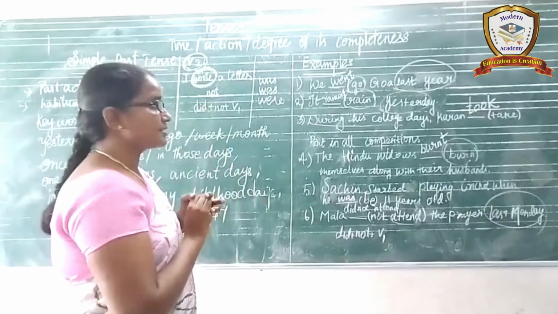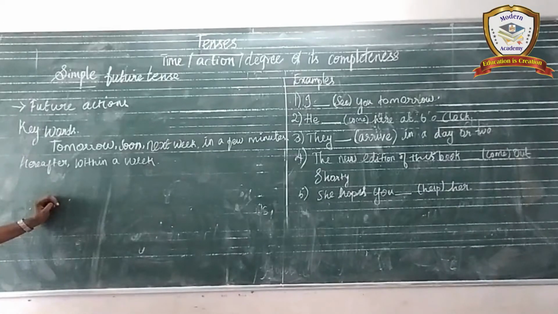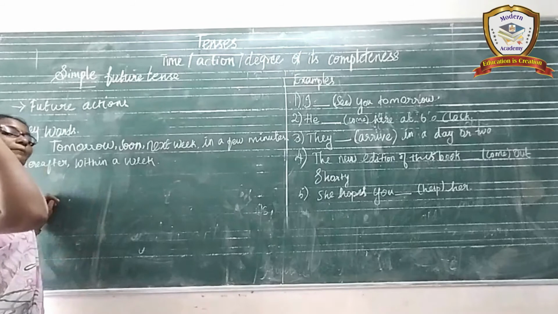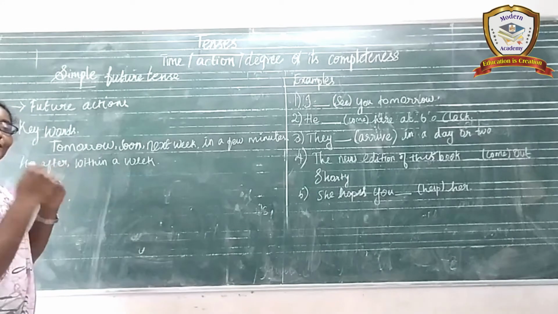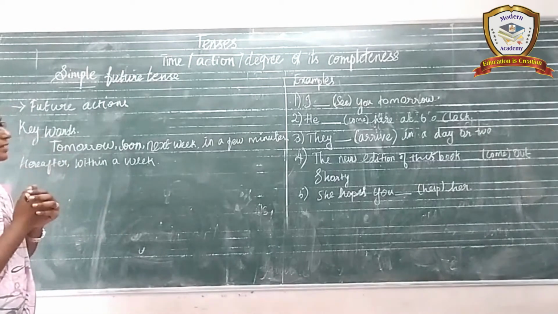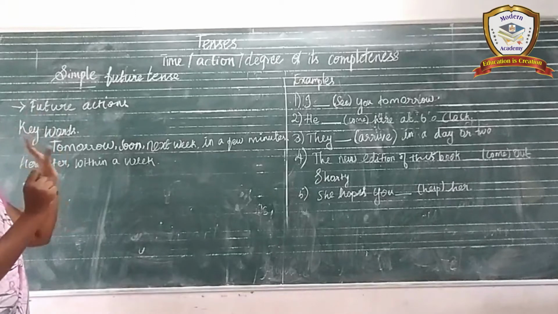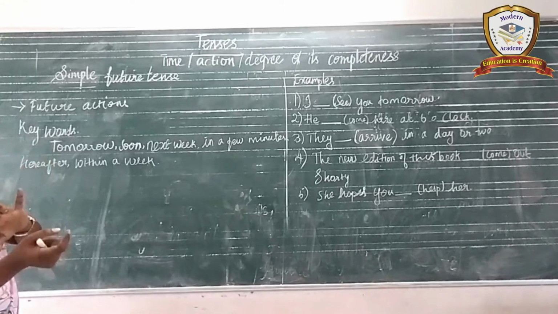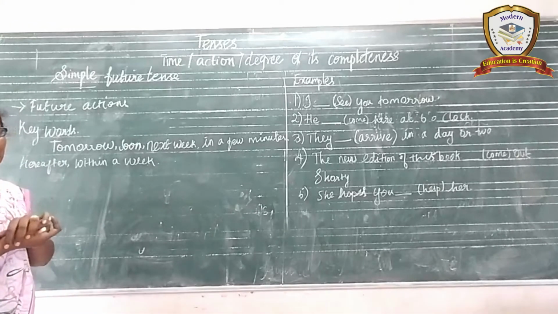Let us learn the simple future tense. Listen carefully, dears. Simple future tense, which stands for the tomorrow activities, the action which will happen in the future. Present is a blessing, yesterday is past, but the future does not promise anything. But we have confidence. The clues are: tomorrow, next month, next week, next year, next Monday, next Sunday, in a few minutes, hereafter, within a week, within a month, within a year. These are the clues for simple future tense.